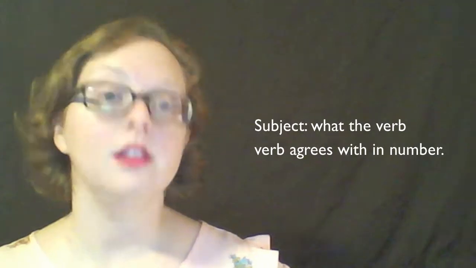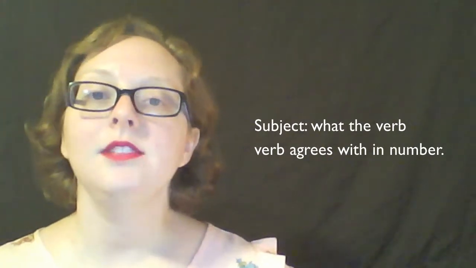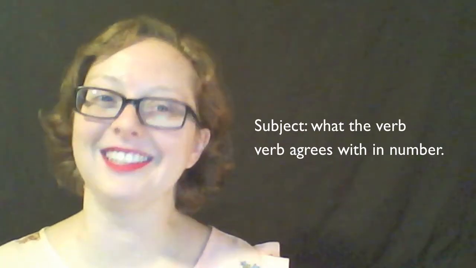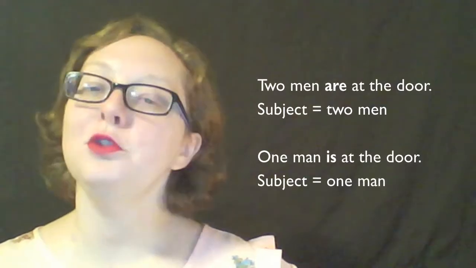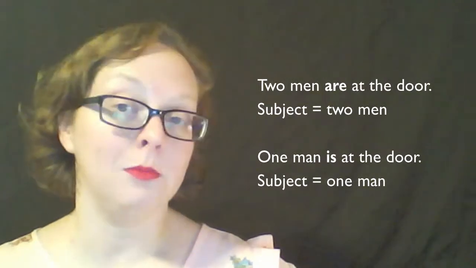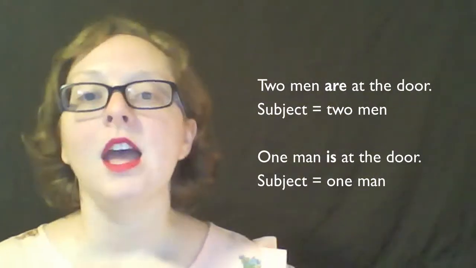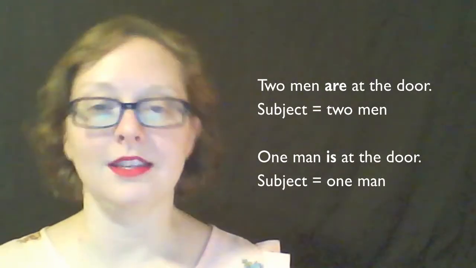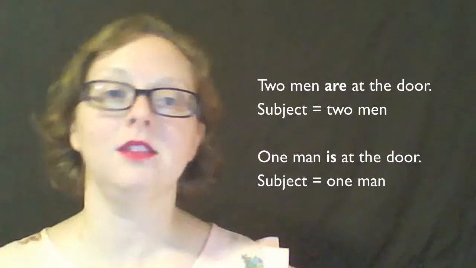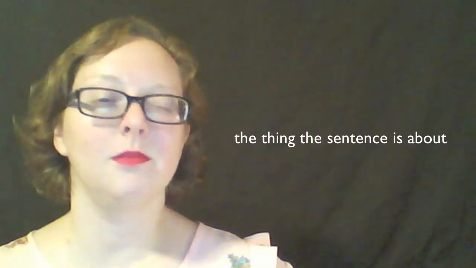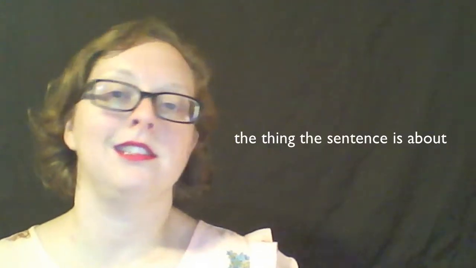Next definition, subject. Style defines subject as what the verb agrees with in number, and they give the examples. 2 men are at the door, with 2 men being the subject, which agrees with are the verb. And the other example is 1 man is at the door, with 1 man being the subject and is being the verb. Yet again, this differs from the typical grade school definition of subject, which is usually something like the thing the sentence is about. And again, you'll see why in just a minute.